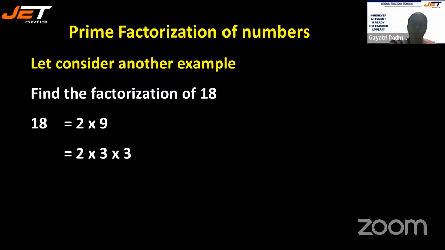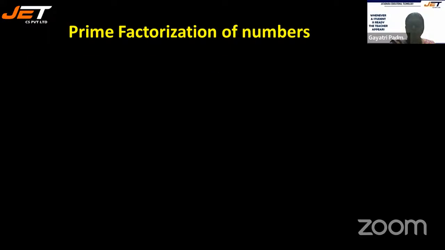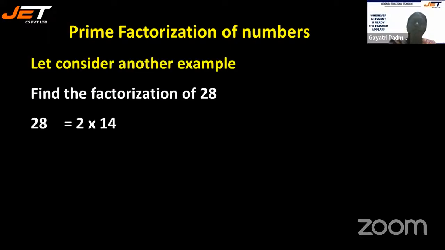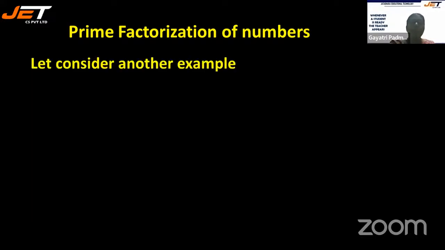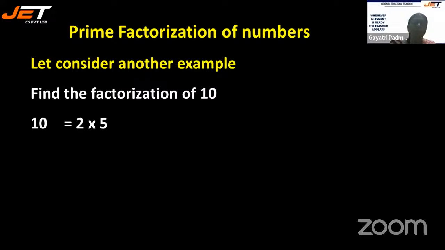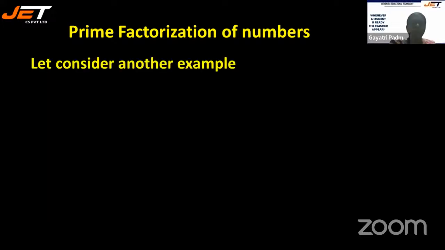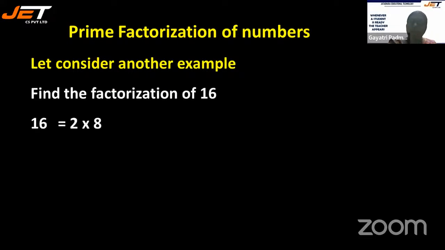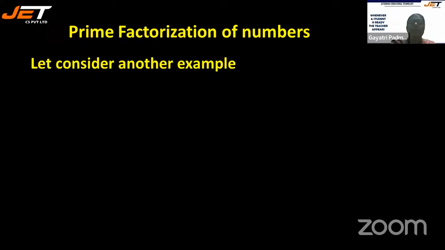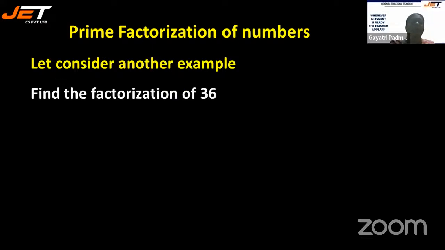Now, let us consider 18. 18 can be written as 2 into 9. 9 can be written as 3 into 3. All right? Let us consider another example, 28. 28 can be written as 2 into 14. 14 can be written as 2 into 7. Right? And for 10, 2 into 5. We cannot bring it down further. Now, let us consider another example, 16. 2 into 8. 8 can be written as 2 into 2 into 2. All right.